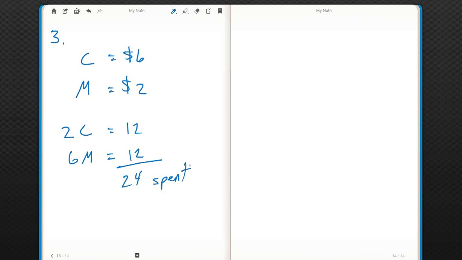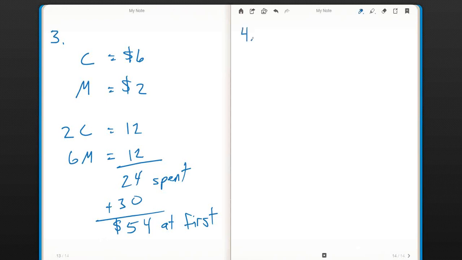on cookies and milk. If I have $30 left, then before I spent anything, I must have started out with $54 at first. And that's the question that it asks me. How much money did she have at first? Before I spent money, I still had the $24. I still had the $30. I had $54 in the beginning.